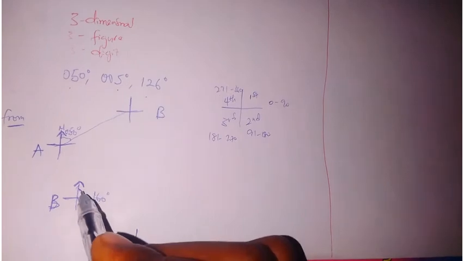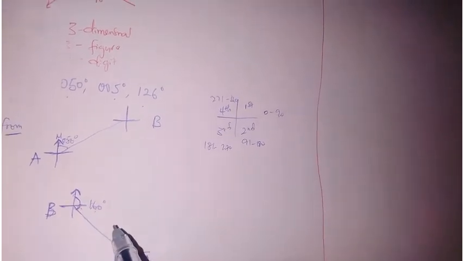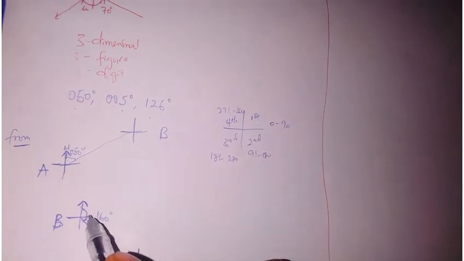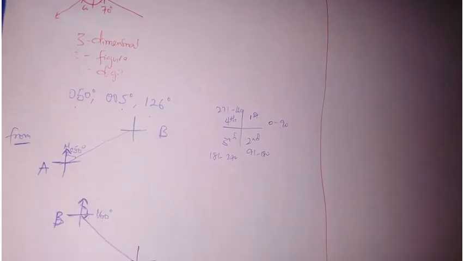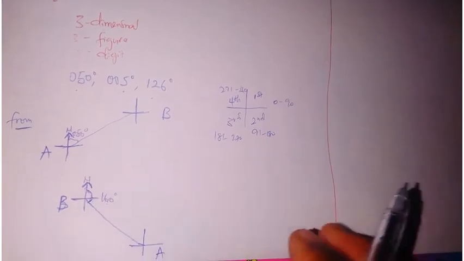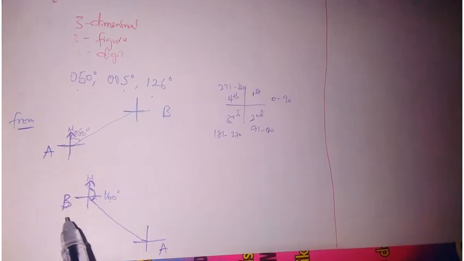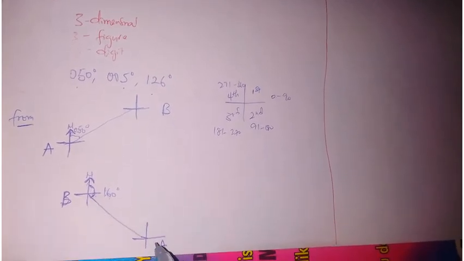So whenever I'm measuring any angle in your three-figure bearing, you must start from the knot. Okay, you must start from the knot, which is here. So the bearing of A from B is 160 degrees, which is this representation.